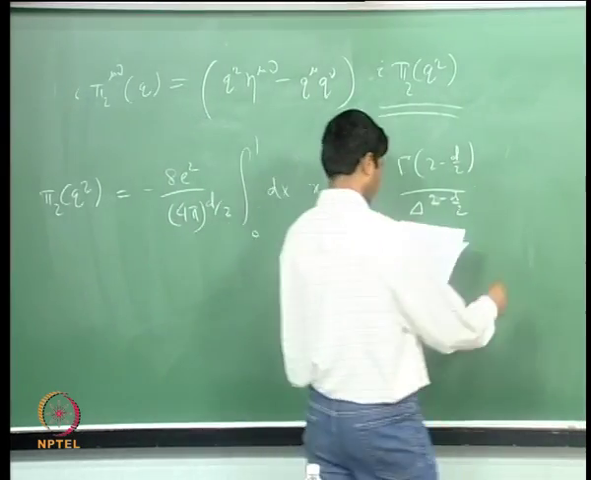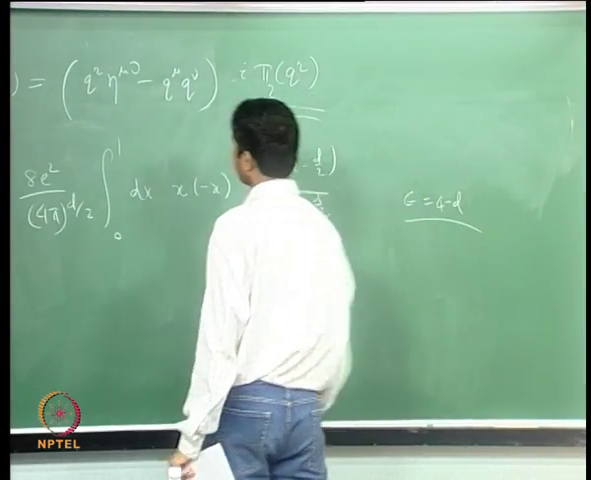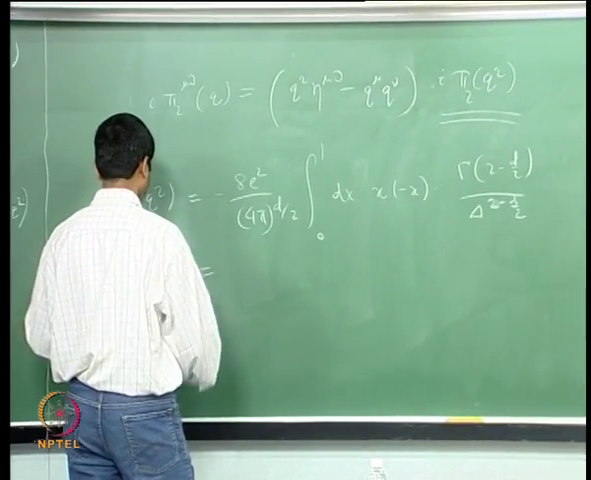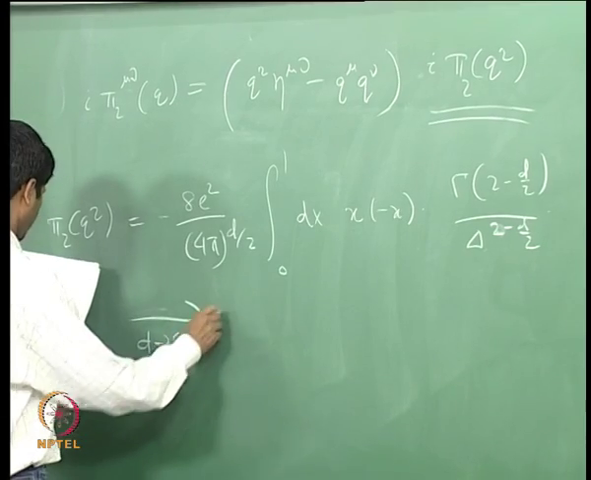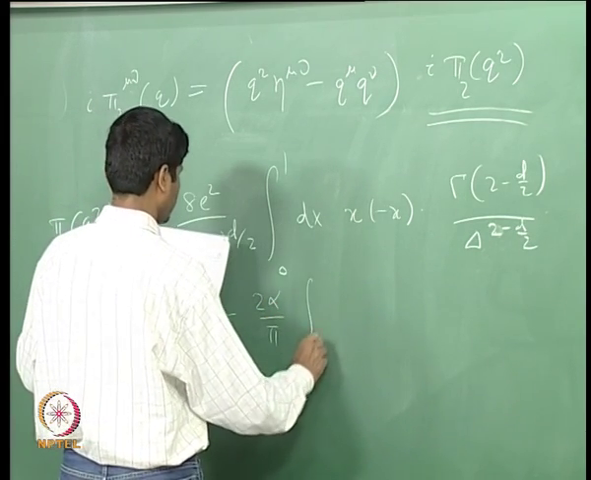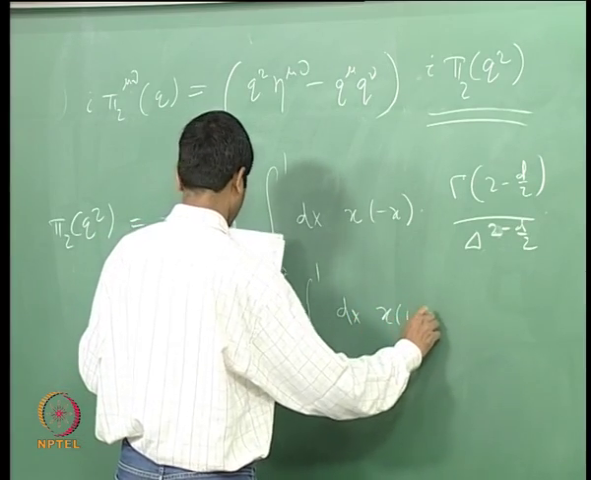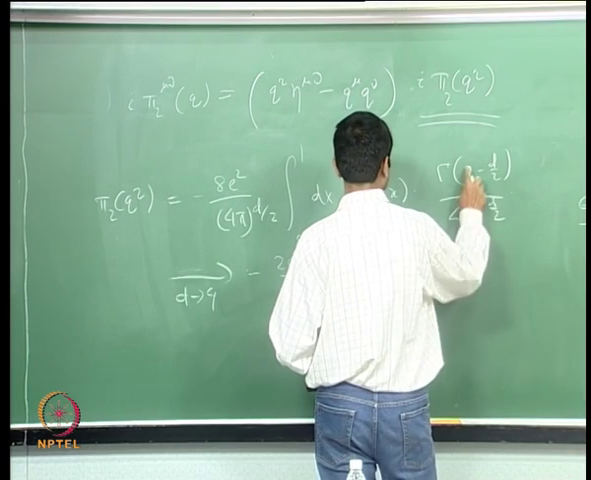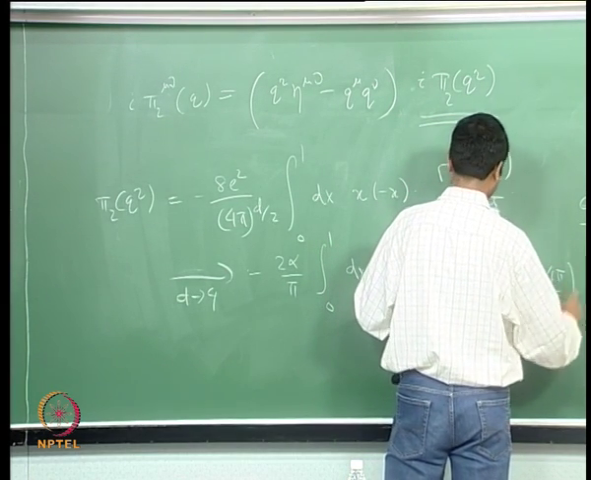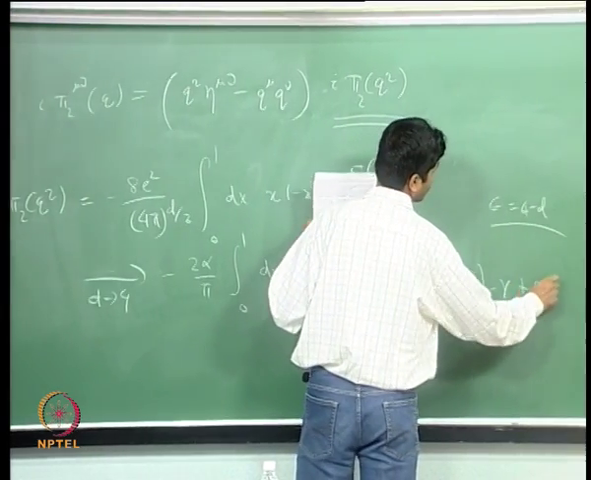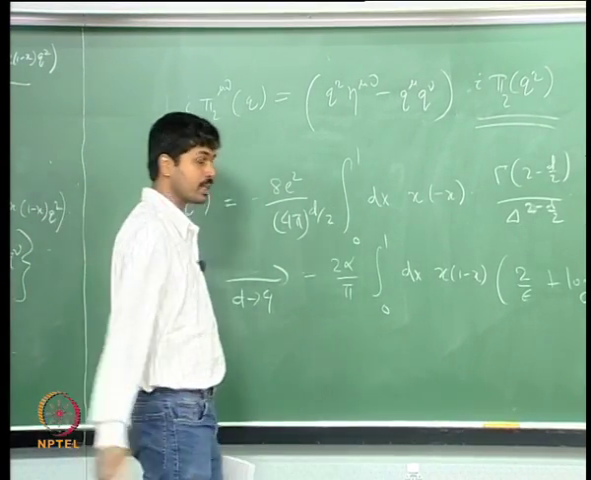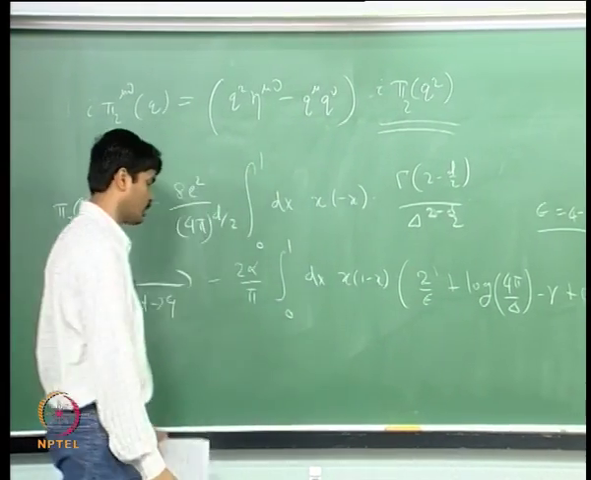We can take epsilon to be 4 minus d, and then we can consider terms up to order 1. In the limit when d goes to 4, pi 2 of q square is simply given by minus 2 alpha divided by pi integral 0 to 1 dx x times 1 minus x, and this term here is simply given by 2 by epsilon plus log 4 pi divided by delta minus gamma plus order epsilon terms. This is what we get for pi 2 of q square, and the divergent piece is given by this term here, 2 over epsilon.